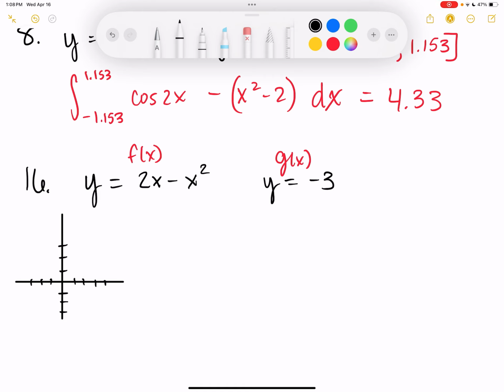Can't we just set the other one equal to negative 3? And then solve for where y is equal to negative 3, and then we'll find our points. You might be able to do it that way, but I would recommend you do it this way because the next one you're not going to be able to do that way.